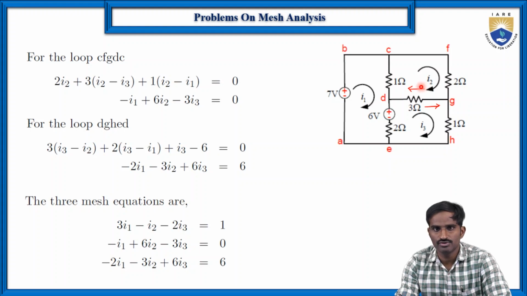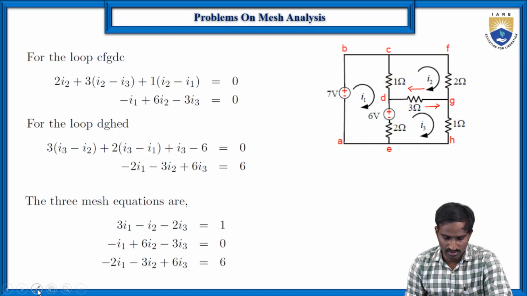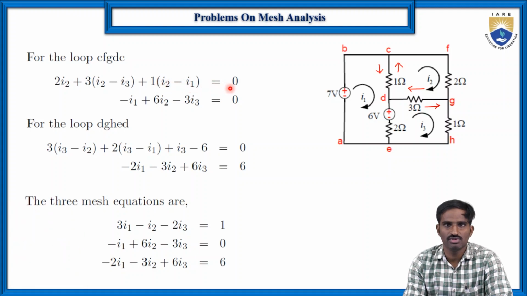So that's why we should consider the I2 as the positive, and if the I1 is in the same direction, then we usually write I2 plus I1, but I1 is in the opposite direction here. So that's why here we should write 1 into I2 minus I1, which is equal to 0.